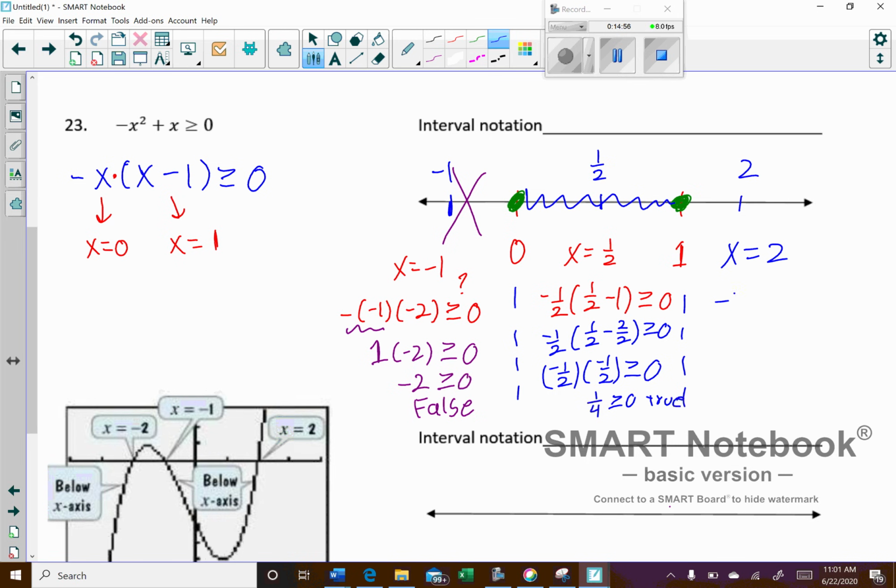X equals 2. So let's see, we'll get negative 2 times, and then when I put 2 minus 1, that would become 1. Is negative 2 greater than or equal to 0? That is false. So we don't want to shade that part. So my solution set is going to be between 0 and 1.